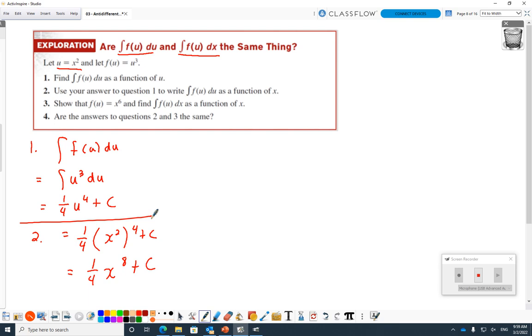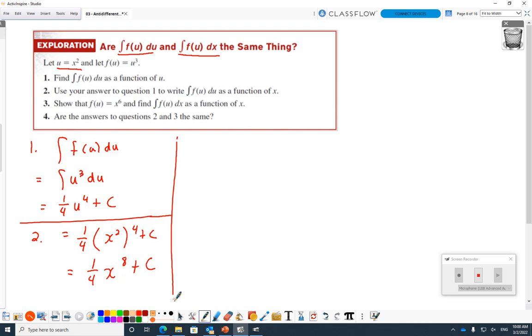If you're feeling a little confused, all I'm trying to do is find integral of f of u du, integral of f of u dx, and compare the two. That's all I'm up to here. And now I've got a nice expression for f of u du in x's. So that's like part 1. I know they divided it into 1 and 2, but that's really part 1 of this exploration.